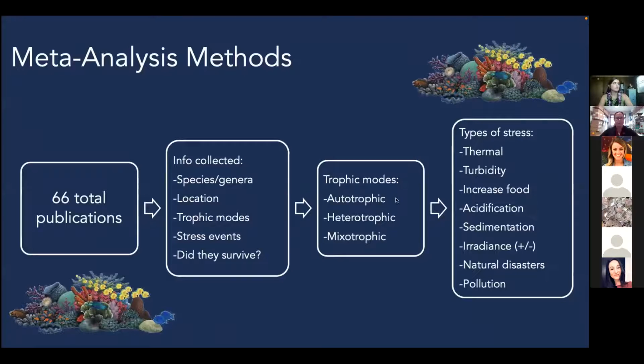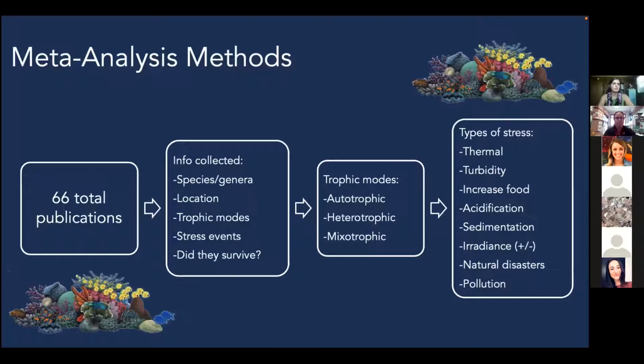The 3 trophic modes were autotrophic, heterotrophic, or mixotrophic. Even though scleractinian corals are all mixotrophic by definition, for my study, I referred to a coral as being mixotrophic if we saw it, or if the study found it to switch from one to the other. And so autotrophic is primarily relying on their photosynthetic symbionts, and heterotrophy was them relying solely on feeding, pulling food out of the water column.